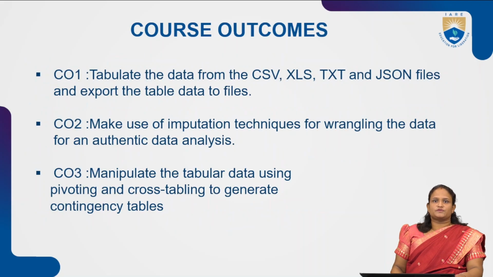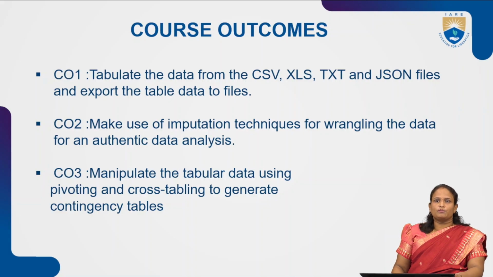What are the course outcomes? The first course outcome is to tabulate the data from CSV, XLS, text, and JSON files and export the table data to those files. Means we are going to export CSV, XLS, text, and JSON files directly to our systems by writing some code.